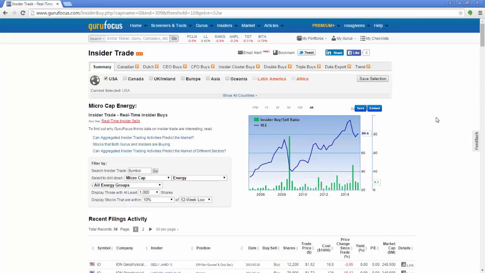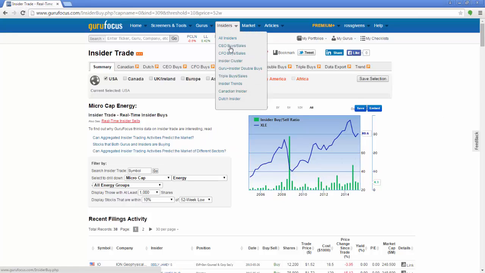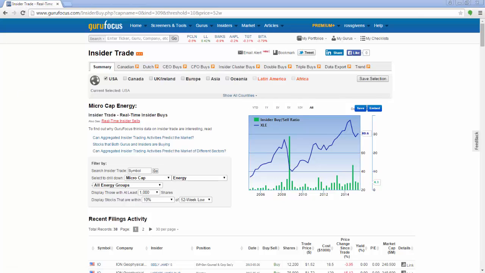Now from here you've got a couple of options, right? You can go back up here to the insiders and hover over here. You've also got all these in the horizontal panel that's right here across the top of the screen. I don't know why this is not staying, but you've got them all right here. So you don't have to keep using the drop-down menu. You can reference everything right from whatever page you happen to be on.